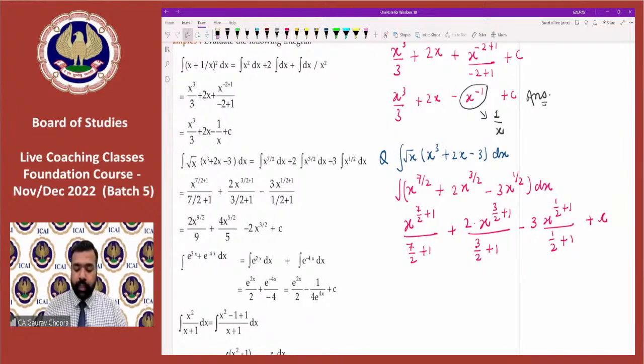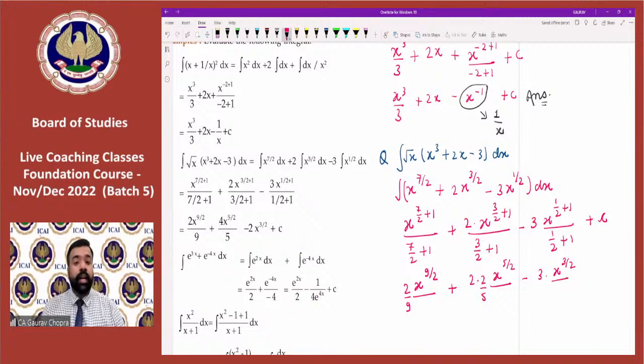Now let's simplify them. So what we are getting, x to the power of 9/2 divided by 9/2, or we can write it as 2/9. Then 2 multiplied by x to the power of 5/2 divided by 5/2. 5/2 will become reciprocal, that is 2/5. Minus 3 x to the power of 3/2 divided by 3/2. It will also become reciprocal and become 2/3, plus c.